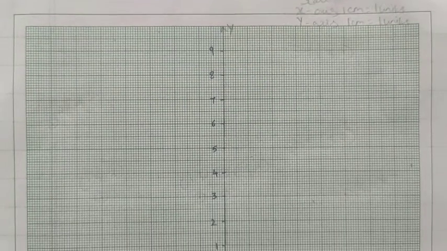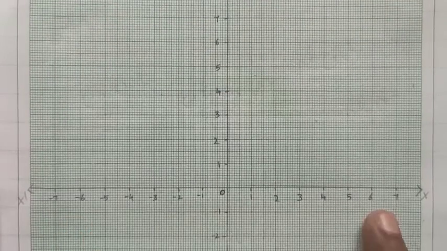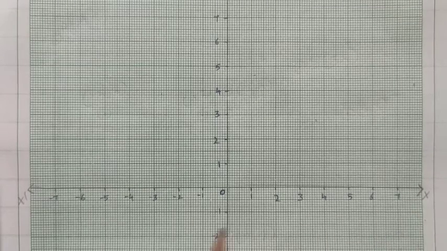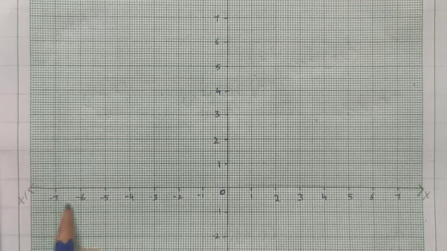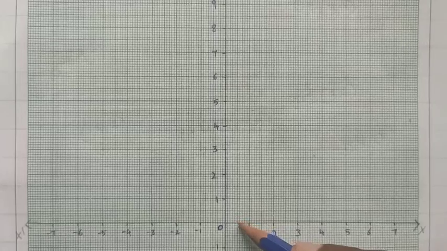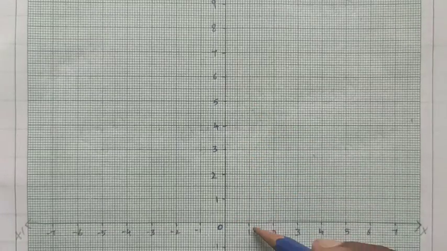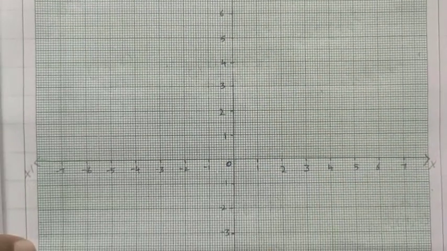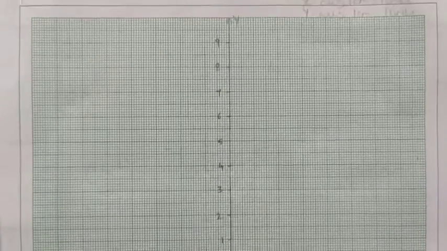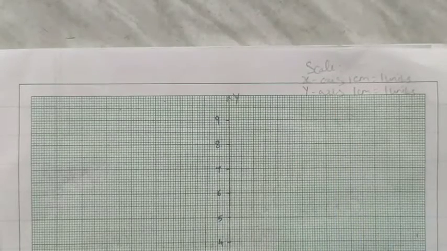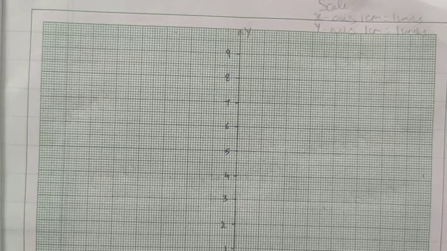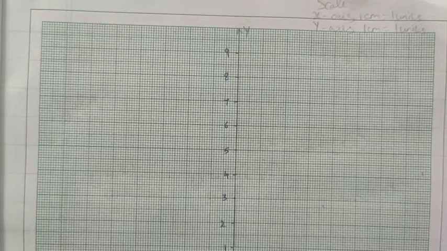So this is the coordinate plane. The horizontal line is the x axis. On the right hand side we have positive values, on the left hand side we have negative values in the x axis, and the vertical line is the y axis. Above the x axis is positive, below the x axis is negative, which we mark as y dash, right? The scale is taken as x axis 1 cm equals 1 unit and y axis 1 cm equals 1 unit. So we enter the units as 1 unit.